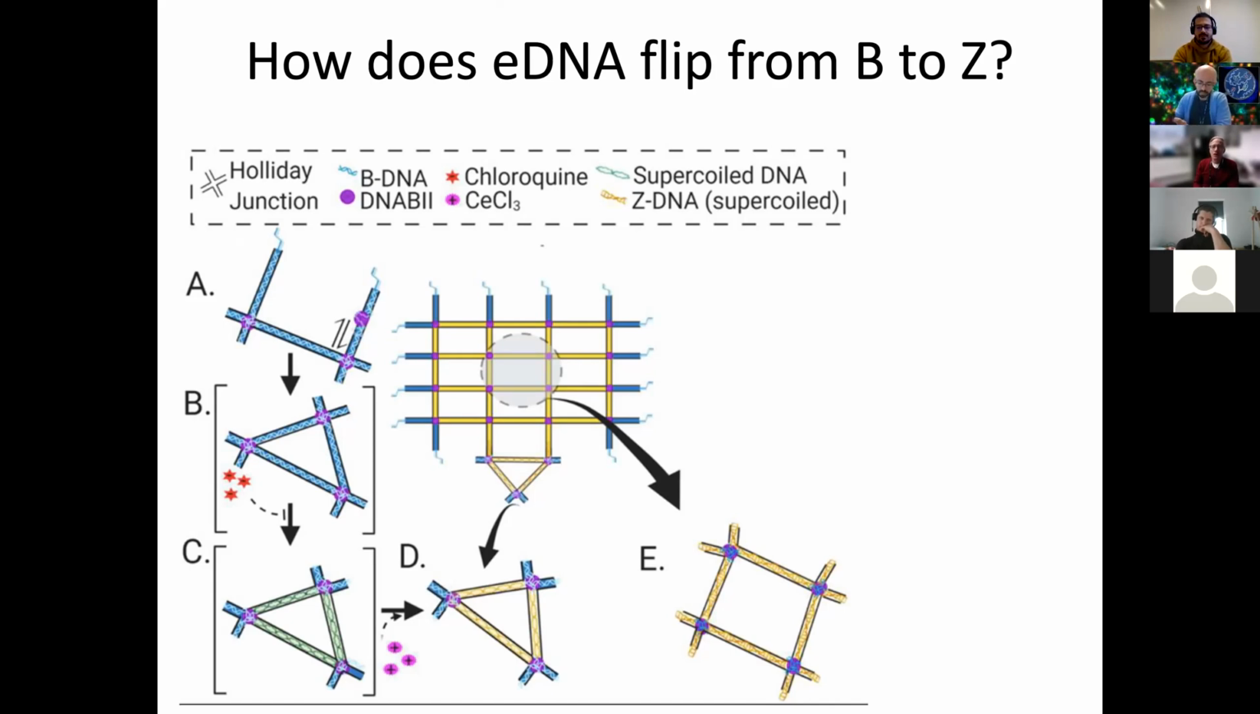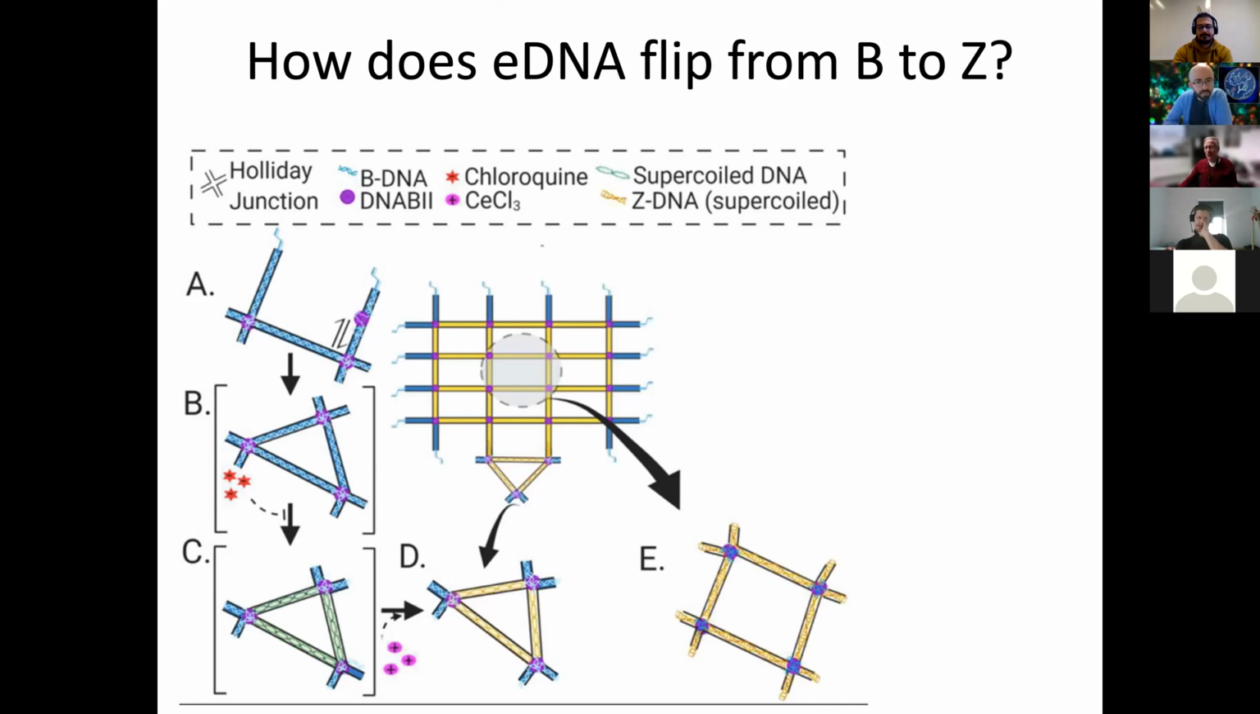And so one of the questions that we had is, how is it that the B-DNA gets transformed into Z-DNA, but once the Z-DNA is formed, it can't go back again? And so we came up with the following model. And there are caveats to this. This is just the beginning of the story.